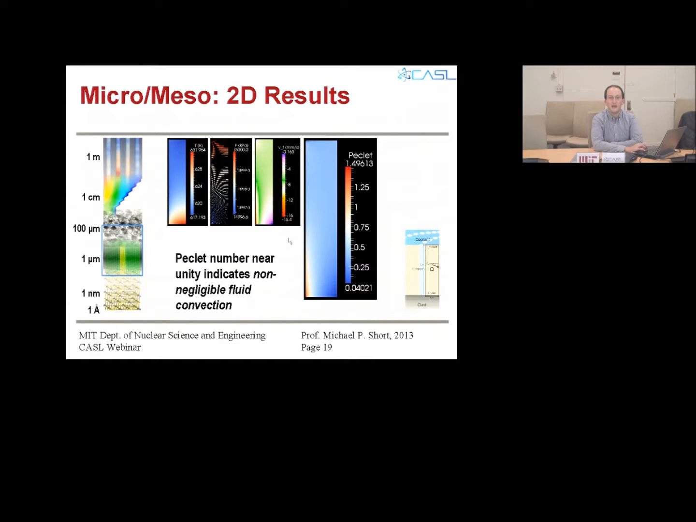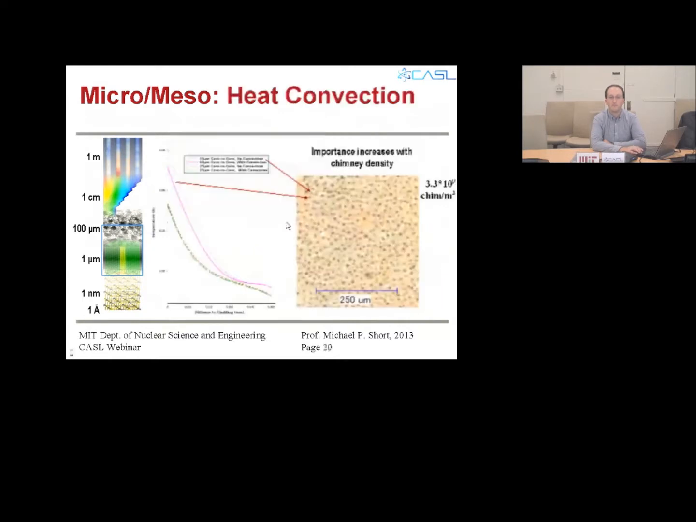And what we found is that the assumption had been that the fluid runs at about half a millimeter per second. We're finding it to be 30 times faster than that, now that we've done these high fidelity, fully coupled microscale simulations. And so we started to look at what turning convection on or off in these simulations does to the peak cladding temperature.